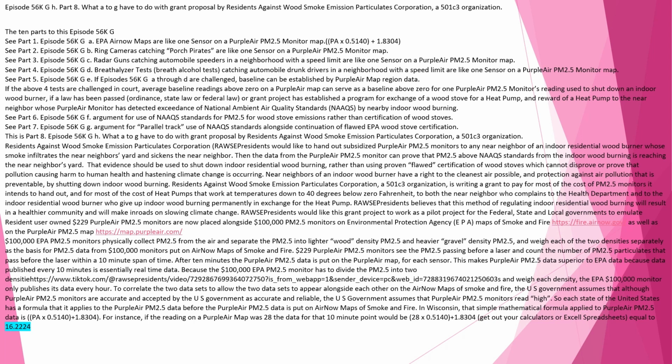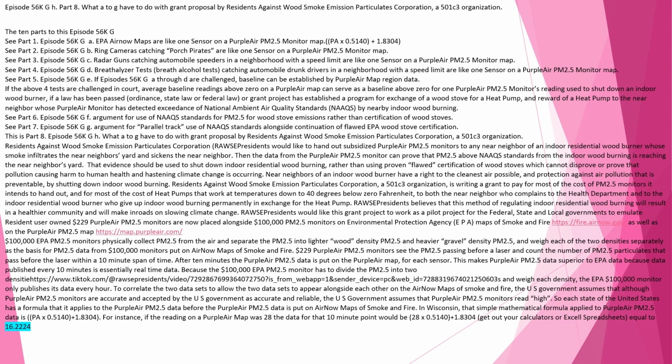This is Part 8. Episode 56, KGH. What A to G have to do with grant proposal by Residents Against Wood Smoke Emission Particulates Corporation, a 501c3 organization. Residents Against Wood Smoke Emission Particulates Corporation, RAWSE Presidents, would like to hand out subsidized PurpleAir PM2.5 monitors to any near neighbor of an indoor residential wood burner whose smoke infiltrates the near neighbor's yard and sickens the near neighbor. Then the data from the PurpleAir PM2.5 monitor can prove that PM2.5 above NOx standards from the indoor wood burning is reaching the near neighbor's yard.